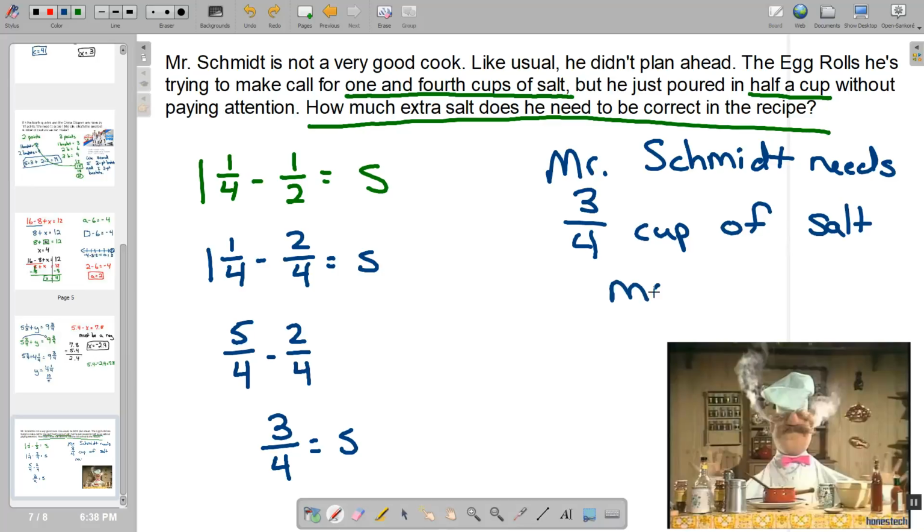more. He also needs to read the directions before he starts cooking, but that's a whole nother thing.